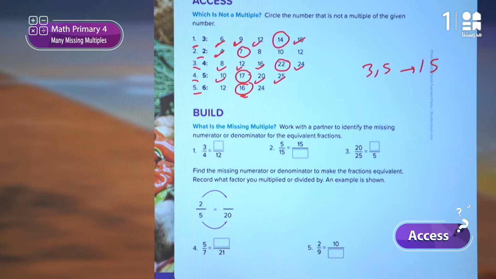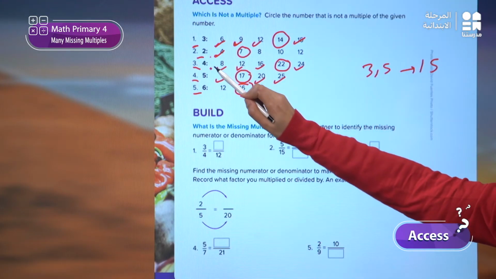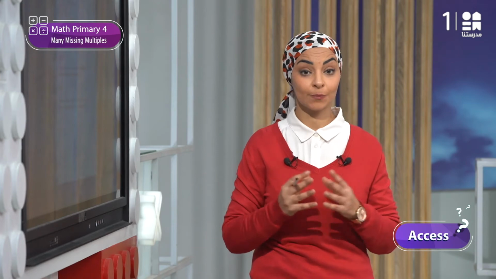There's something else. I don't know if you noticed it or not. The 12 is common among the multiples of all the numbers except 5. We find that 12 is common in all these numbers except number 5 only. Why is that? We will notice that when we multiply 2 times 6 it gives me 12, right? Okay. And when we multiply 3 times 4 it also gives me 12. So 12 is a multiple that is repeated.